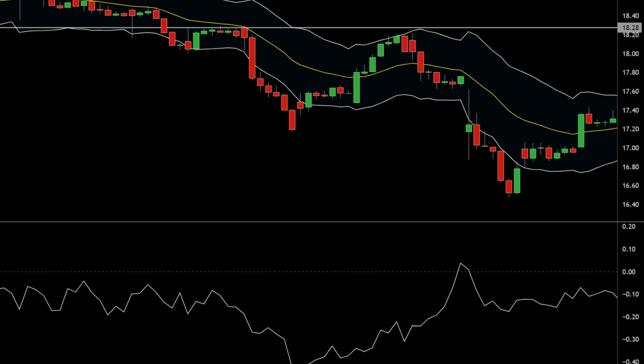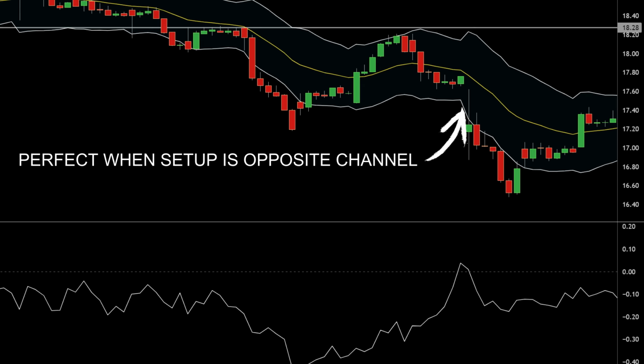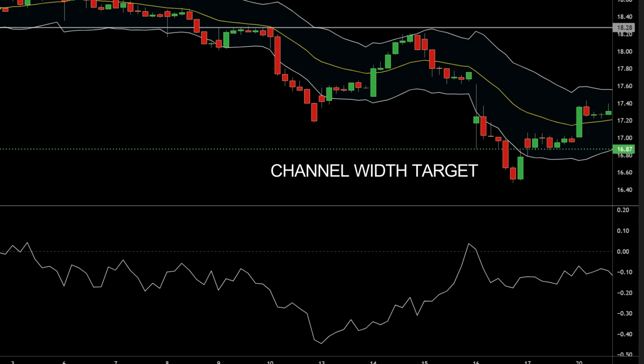Enter a short trade when the next candle closes below the low of your signal. Stop, just like the other one, place it above the upper channel or the high of the setup candle. For our profit targets, we can look at the lower Keltner channel or use a target by subtracting the channel width from the lower band. And we always want to make sure that we confirm our trades with the overall market context and avoid trading against those stronger, higher time frame trends.